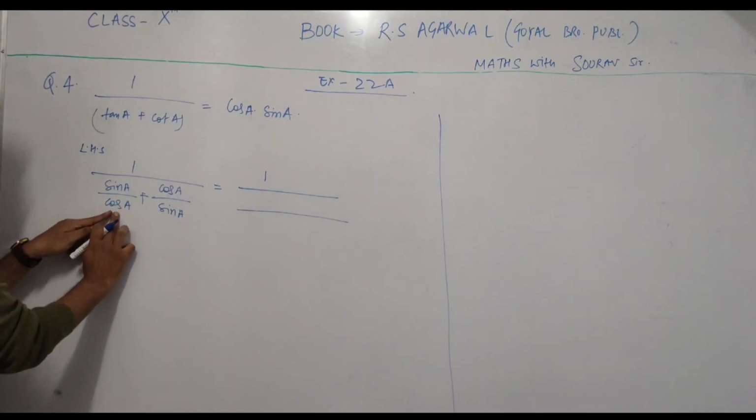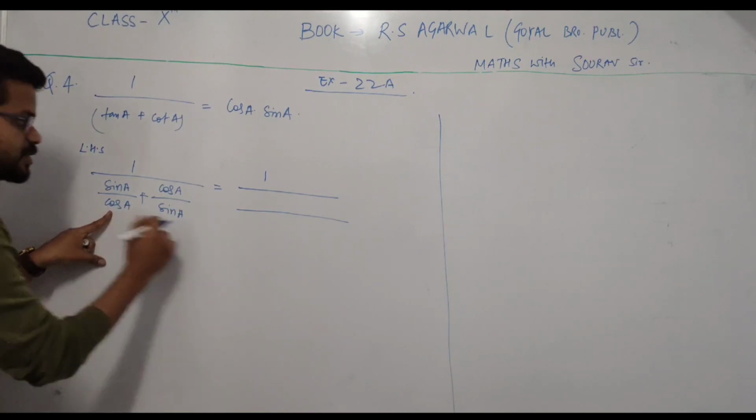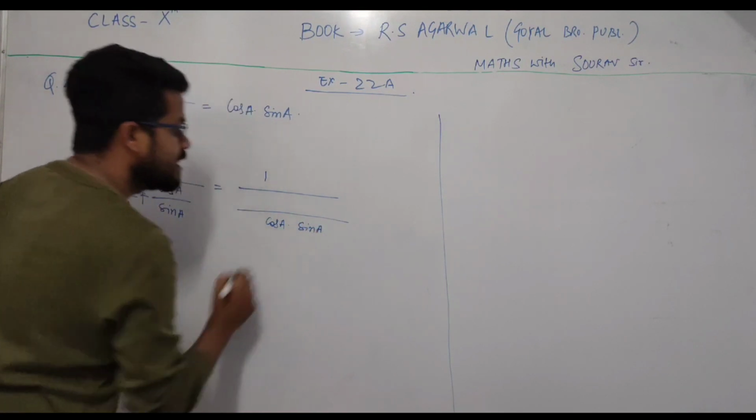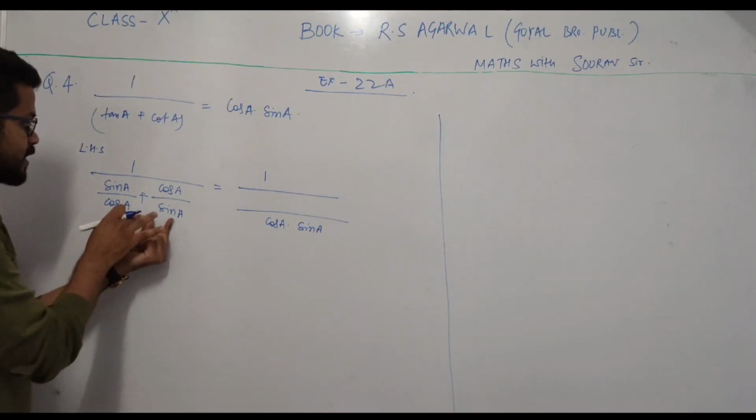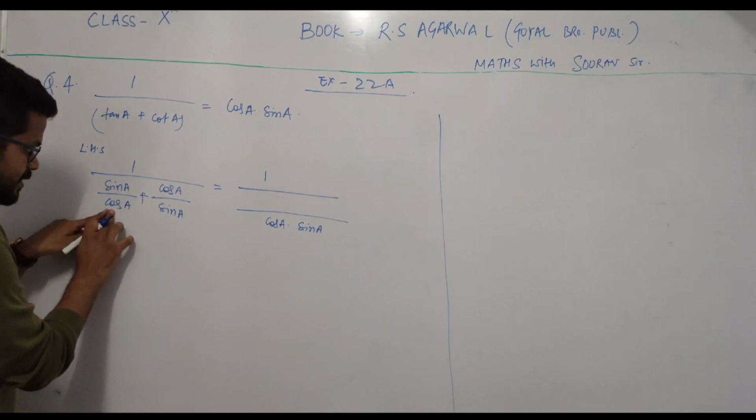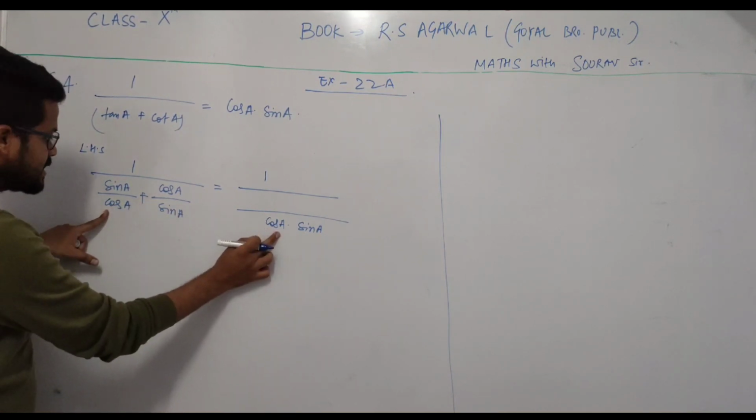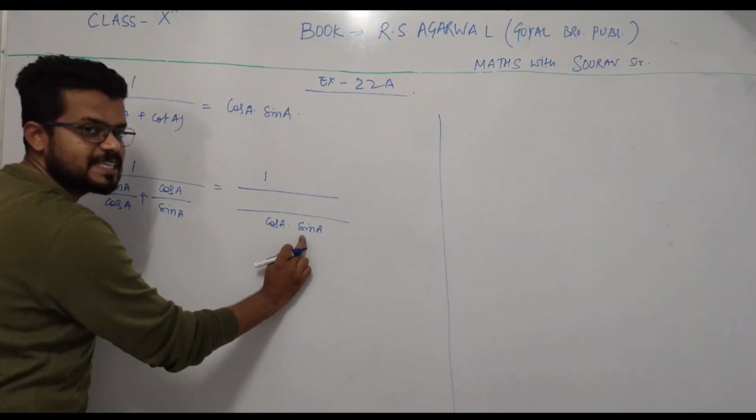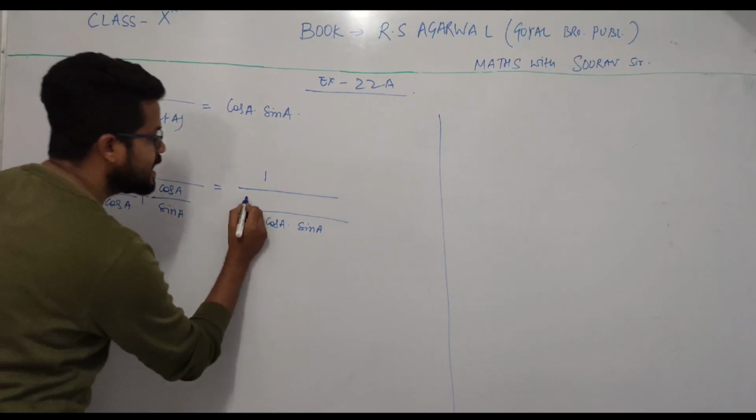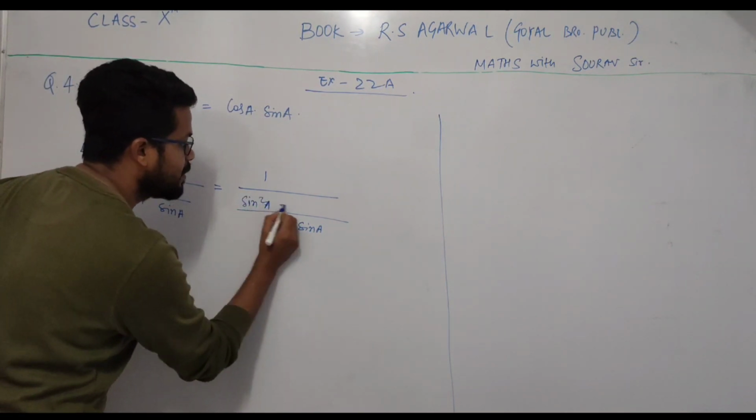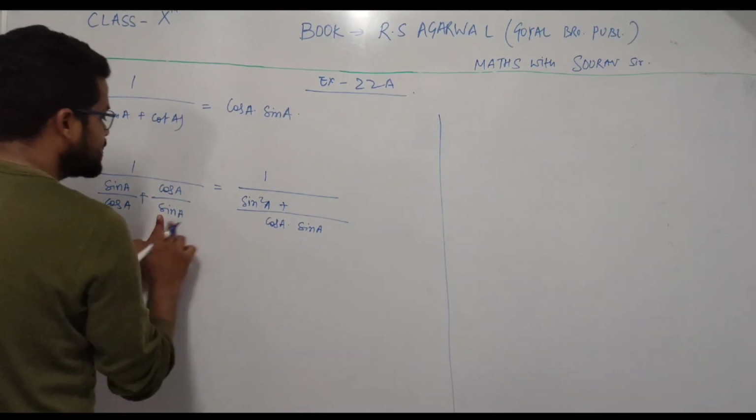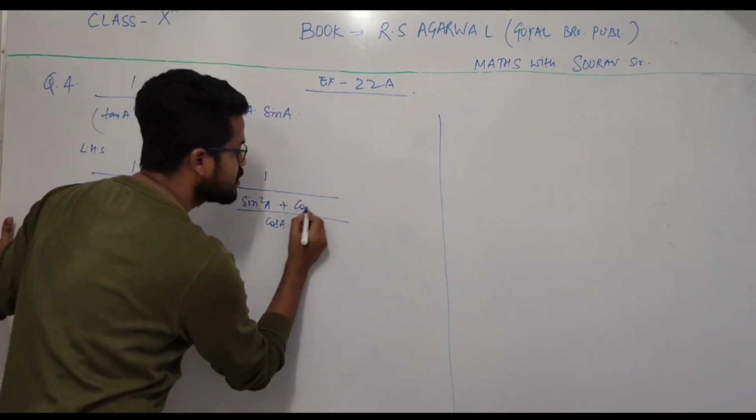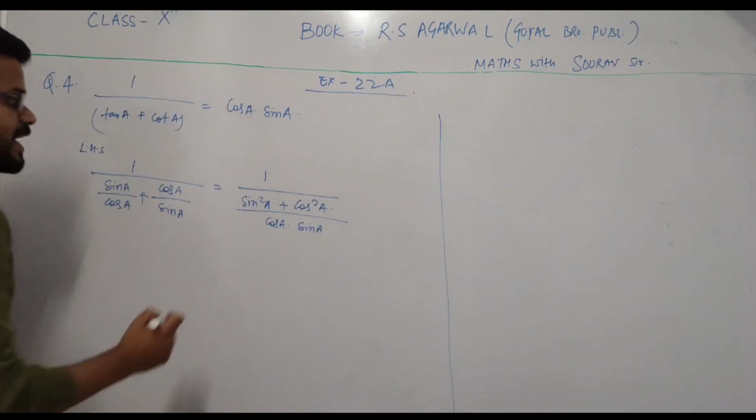Now here I take this as an LCM. So in the denominator, cos A into sin A is the LCM. After taking the LCM, we divide this with this. After division, cos A into sin A with cos A, we have left sin A, and we multiply this sin A with this sin A, which is sin square A, plus. Here similarly, we divide this with this. The remaining part is cos A, and we multiply this cos A with cos A. So this is cos square A.